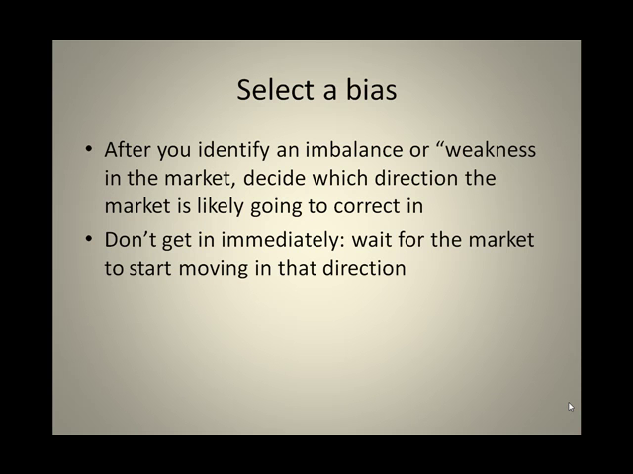Next, you need to select a bias, and this is another word for direction. If you identify an imbalance or a so-called weakness in the market that can be taken advantage of, decide on the direction that the market is likely to correct in and wait for the market to start moving in that direction. Again, I intentionally kept this vague and didn't go into a lot of detail explaining how to spot and actually profit from these imbalances, but I'll have many more posts on these after this one.